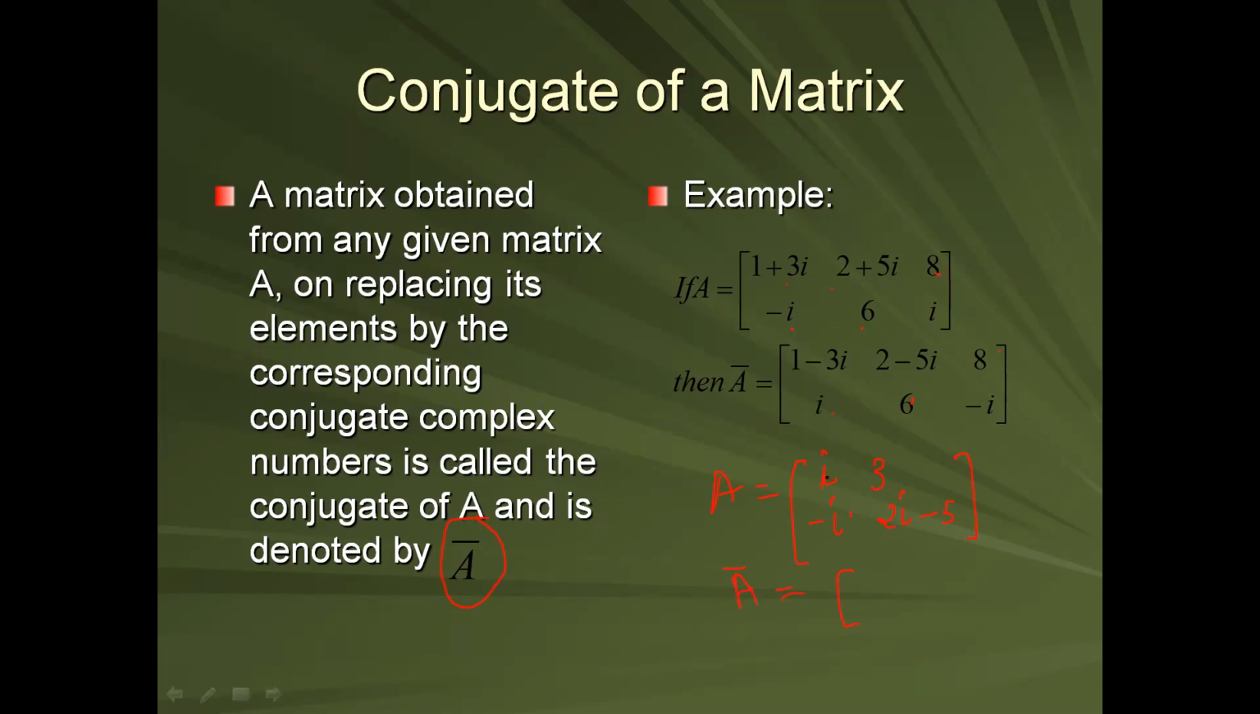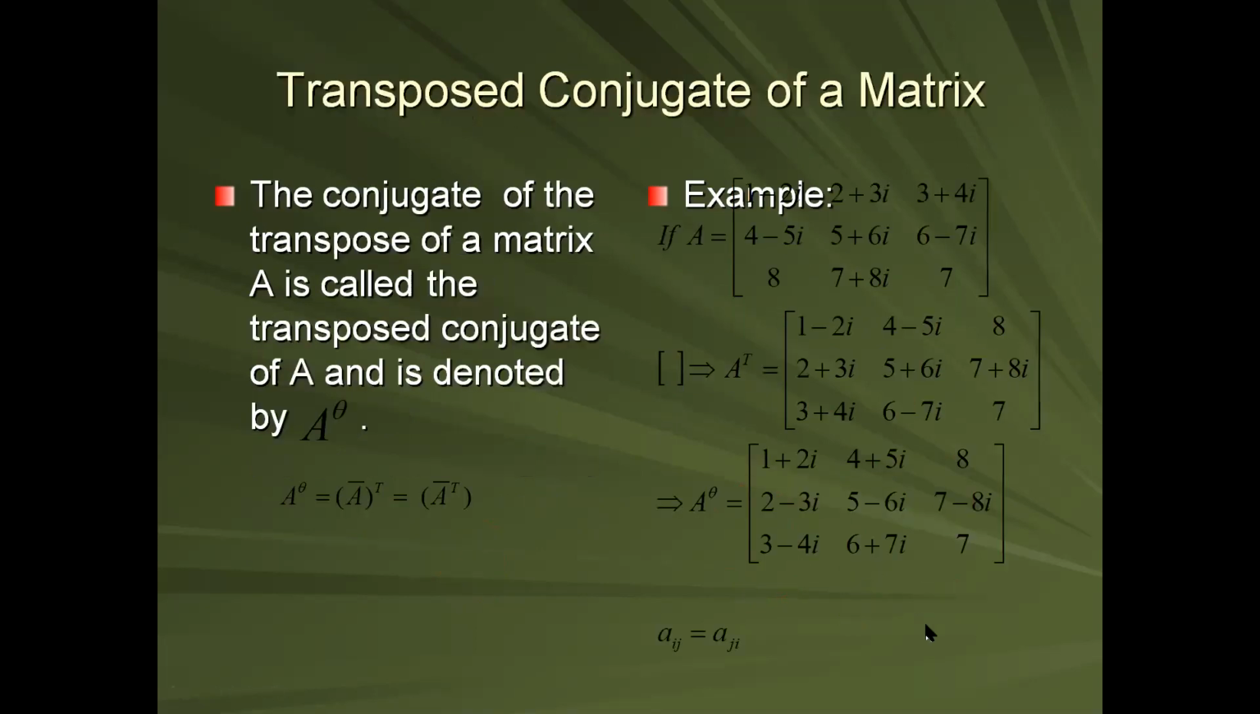A bar will be, this is i. So this becomes minus i. 3 is real. So it will remain as it is. Minus i will be i. 2i will be minus 2i. Minus 5 will remain as it is. So only imaginary part you will change the sign. Clear, students? This is how you will write the conjugate. Okay? Stop me if any query. Otherwise, I will go ahead. Yes, ma'am. Okay.